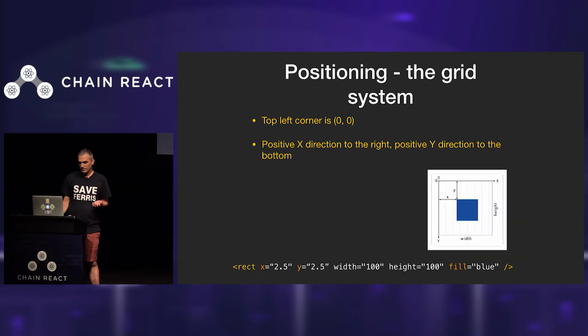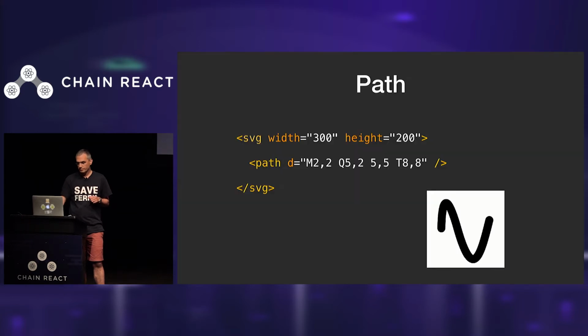There is a positioning system, which is kind of similar to the absolute positioning system of CSS, with the top left corner coordinate of 0, 0. And as you go to the bottom and to the right, you get the positive x-axis and y-axis accordingly. In this example, you can see the blue rectangle positioned on 2.5 and 2.5 coordinates.